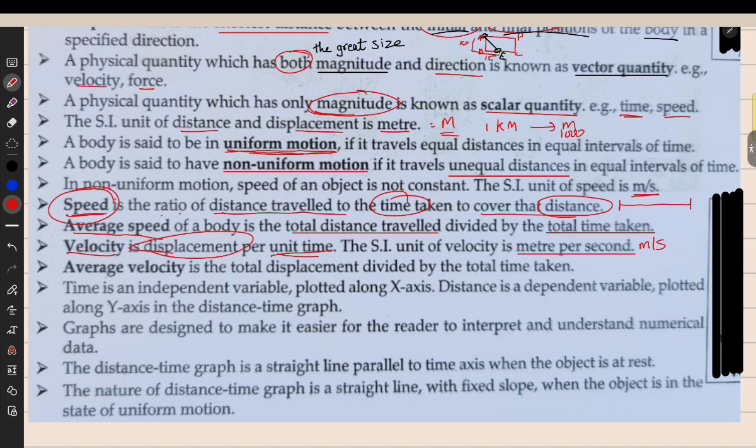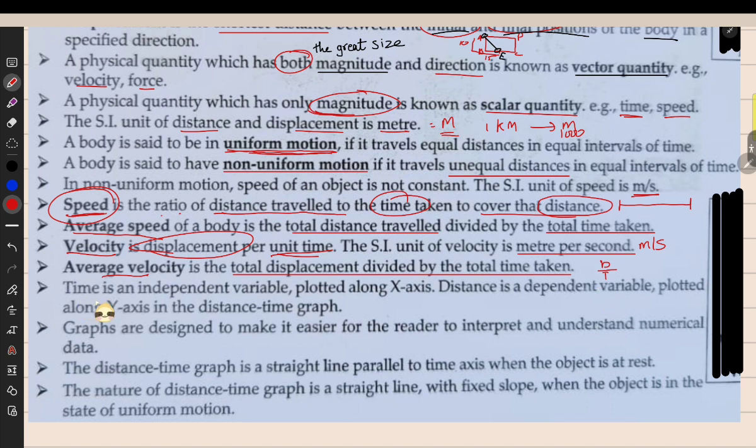What is meant by average velocity? Average velocity na enna? It is the total displacement divided by the total time taken. Displacement divided by time taken is called average velocity. Velocity is displacement divided by time, but average velocity is the total displacement by the total time taken.